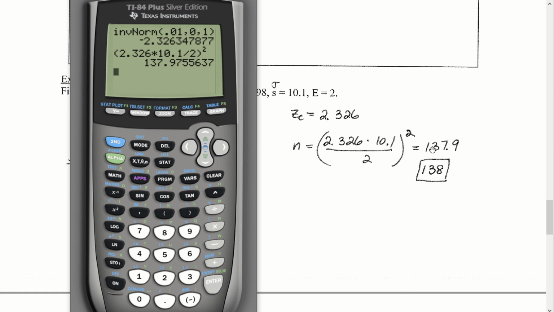So here is pretty straightforward. We got 137.9, so obviously this would round to 138. However, if we had worked this out and let's say we got like 137.1 or 137.2, it's not going to follow the standard rounding rules. You must always round n up to the next integer.